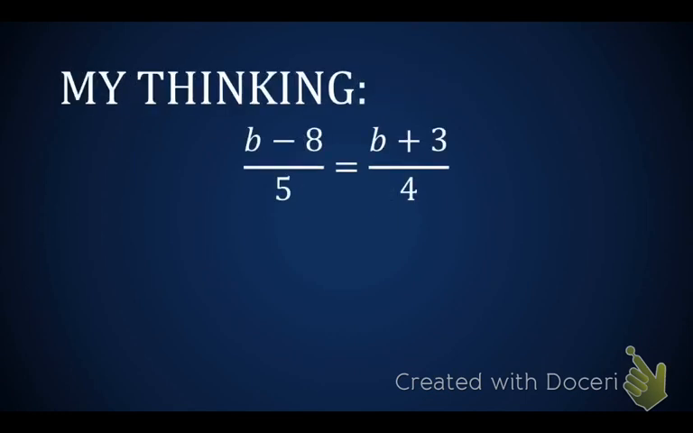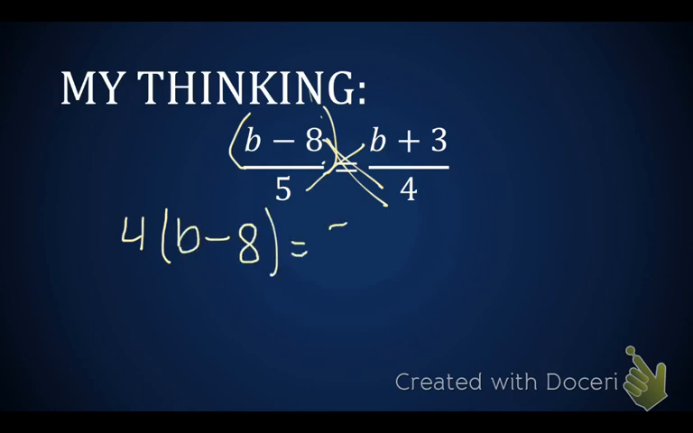All right, this is going to look a little bit different. Now we have algebraic expressions on the tops of these proportions. The only thing that's different is that we now have a variable that we need to figure out. To do that, we still take the cross products. The cross product here means 4 times the quantity b minus 8 equals 5 times the quantity b plus 3.